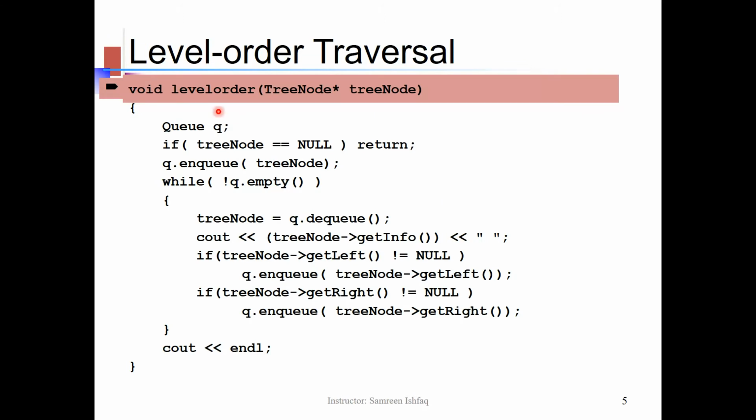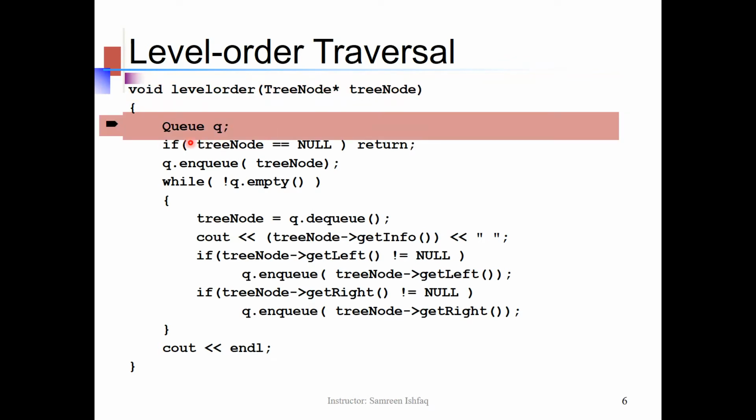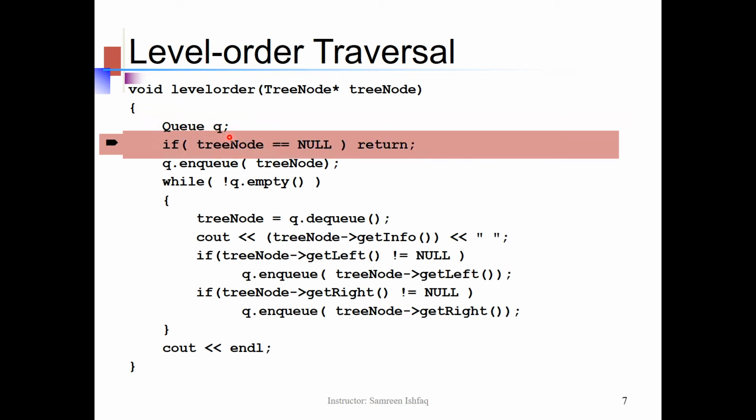Here is the implementation of level order traversal. The name of the method is level order and it is accepting a pointer of type tree node, which will be pointing to the first node or the root node of the tree. In this line, we are creating an object of queue because we need a queue, and the queue will be containing the nodes of the tree, and with each node the element of type int.